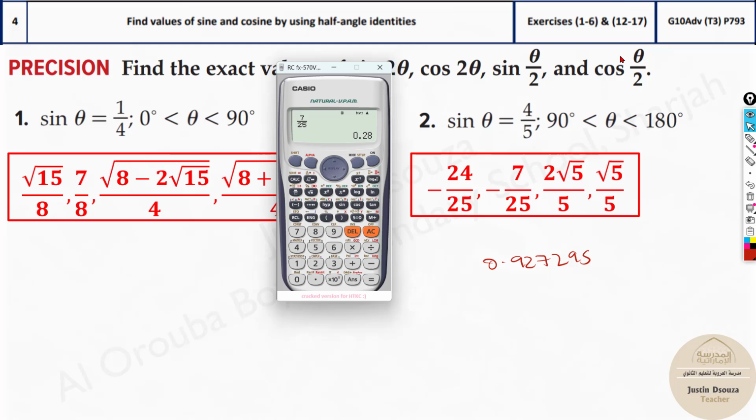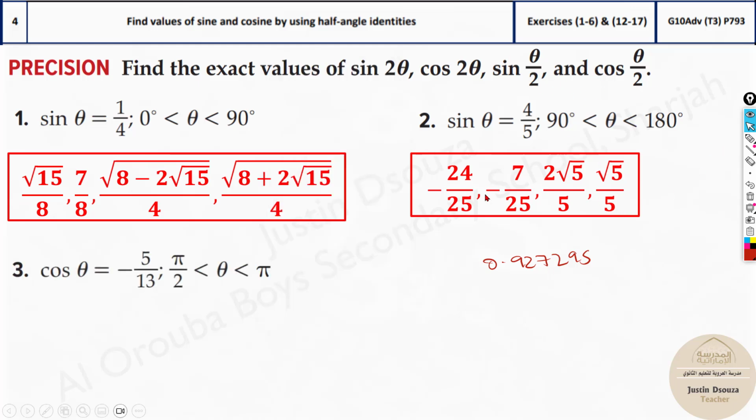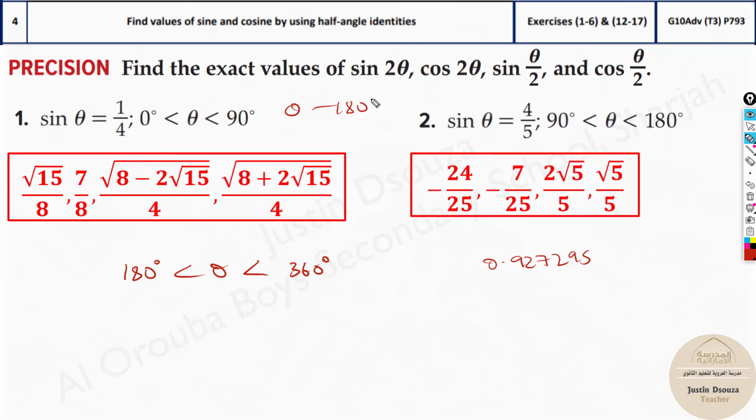But here you should do the formula method. But now, how do I know which is positive, which is negative? Here we have been given the theta range, right? So let's multiply both the sides by 2. So what do we get? 180 degrees less than 2 theta less than 360 degrees. Now, is sine positive from 180 to 360? No, sine is positive only at what? 0 to 180 degrees.